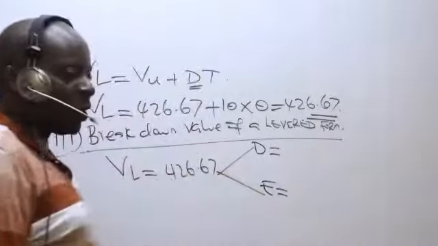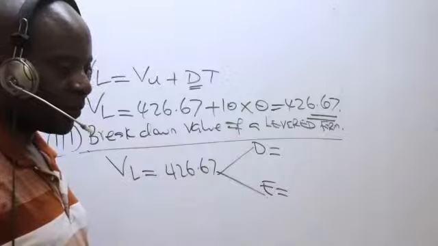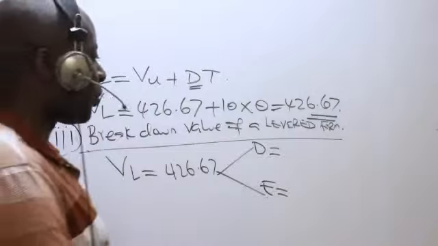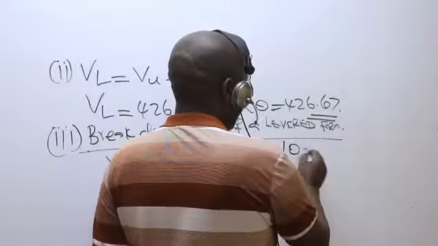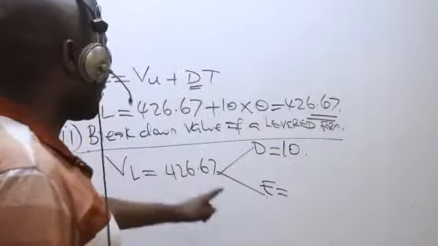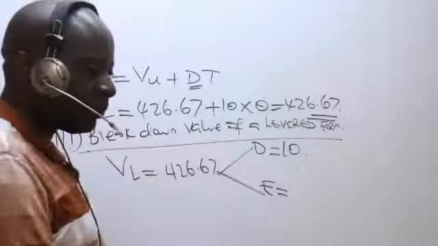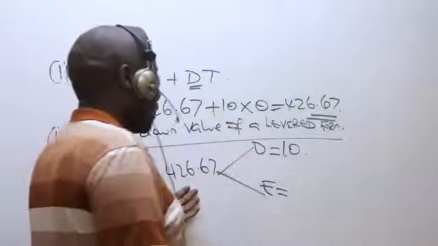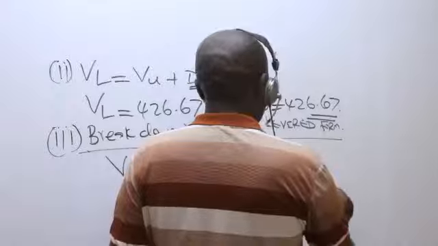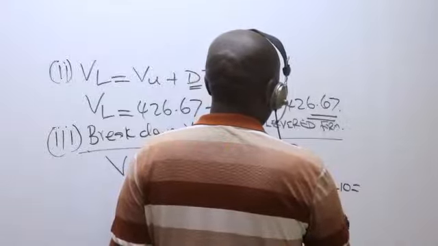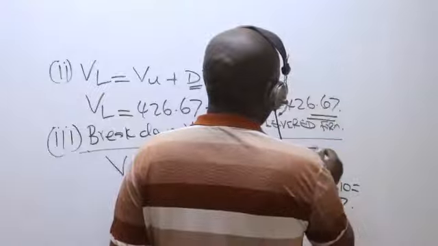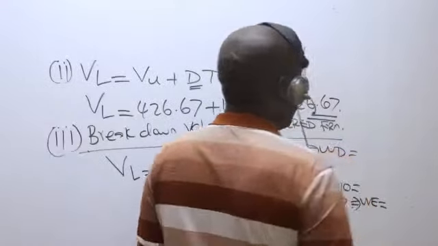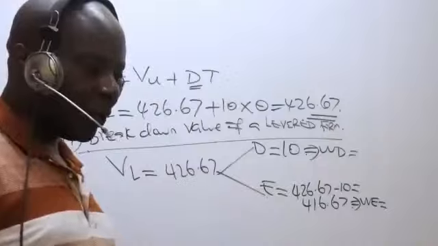What is the amount of debt in this question? Debt is 10, isn't it? And if debt is 10, and this is the total value, then what will be the equity value? 416.67, isn't it? Because the two must add up to 426.67. So equity will be 426.67 minus 10. Go ahead and give us the weights.